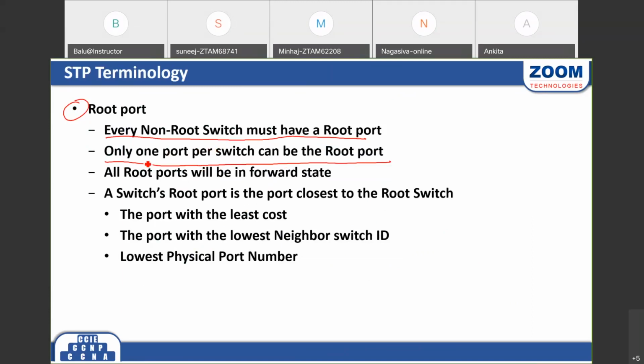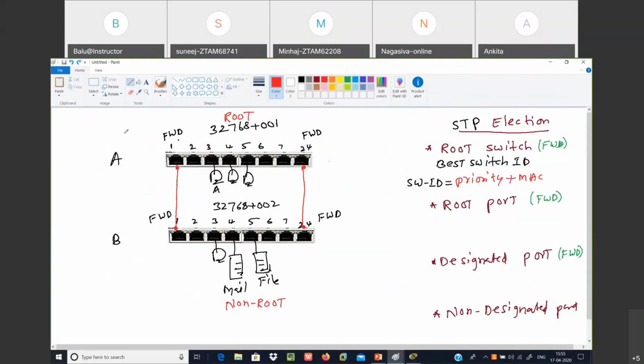Yes, right? Okay. See point number 2 here. Only one port per switch can be a root port. Now all root ports will be in a forward state. Based upon our example here, we have switch A and switch B. Out of two switches, one is a root, one is a non-root. So A is a root switch and B is what? Non-root switch.